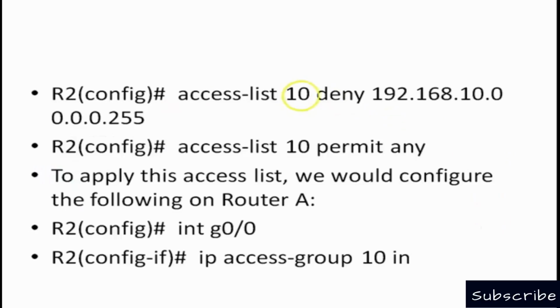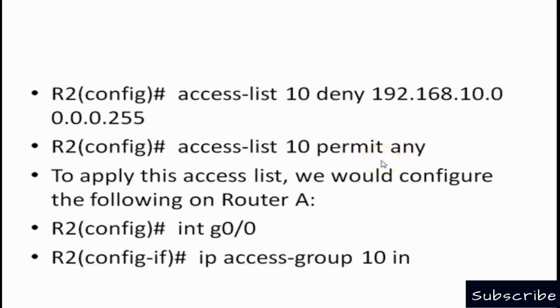On R2 we need to write the access list, and the access list number here I have considered 10. We need to deny this traffic, that is the 192.168.10.0 traffic, and the wildcard mask of that. Here I have taken /24, so that's why the wildcard mask is 0.0.0.255. And in the next line I have written access-list 10 permit any.